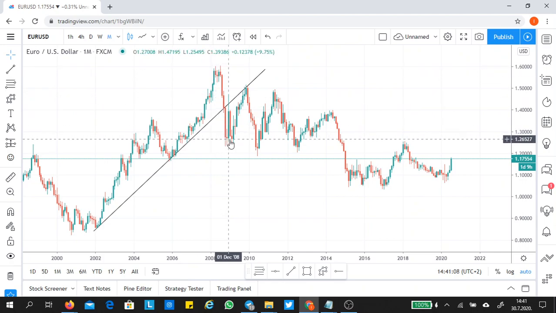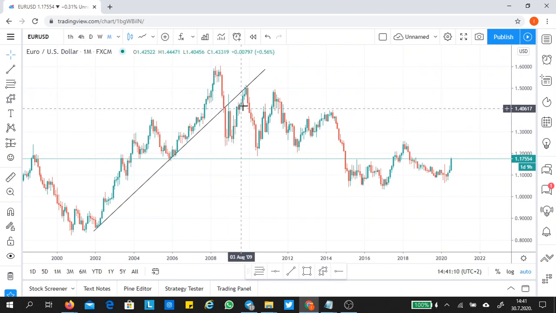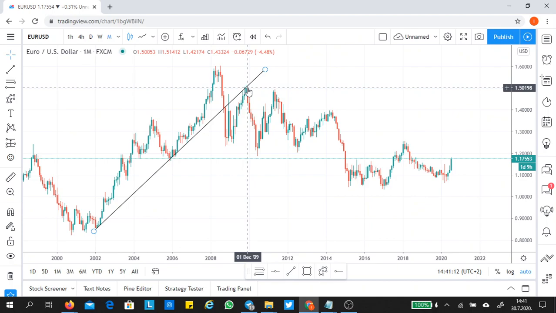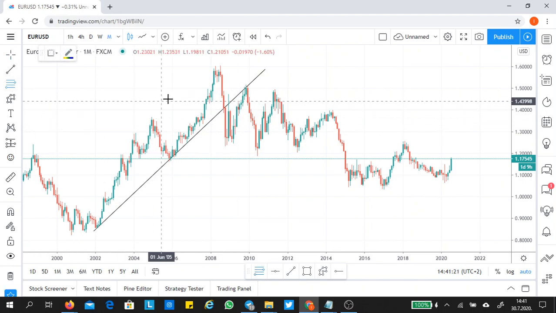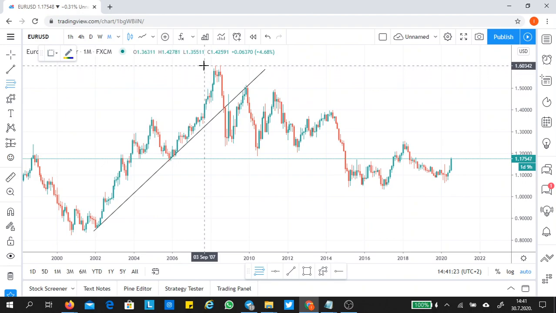Okay, after this retest on the trend line, we could make a decision to go short. The other one more confirmation to go short here is the next one.